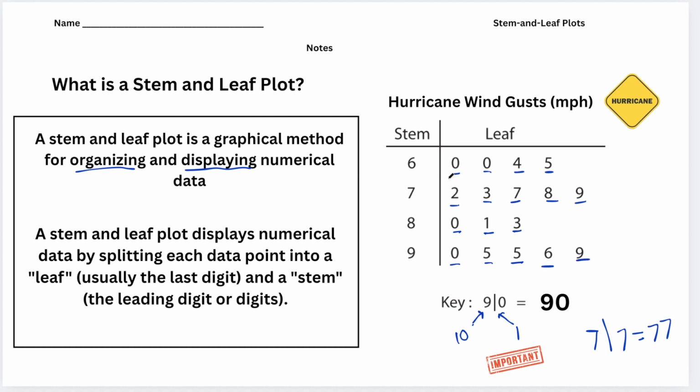Altogether there are 1, 2, 3, 4, 5, 6, 7, 8, 9, 10, 11, 12, 13, 14, 15, 16, 17 pieces of data.